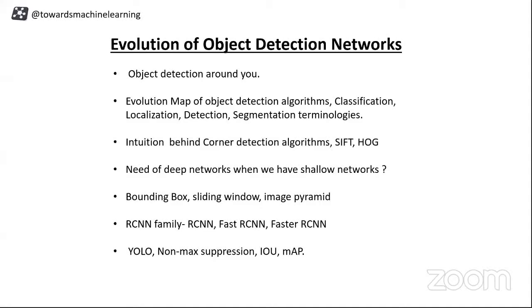After that, we'll go to some of the shallow algorithms, which are not deep neural network examples, but basically some classical CV2 algorithms like SIFT and HOG. We'll see the intuition behind these classical algorithms and why people use them. After that, we'll deep dive into deep neural networks and see what is the need of it, whether there is some disadvantage going to deep neural networks.